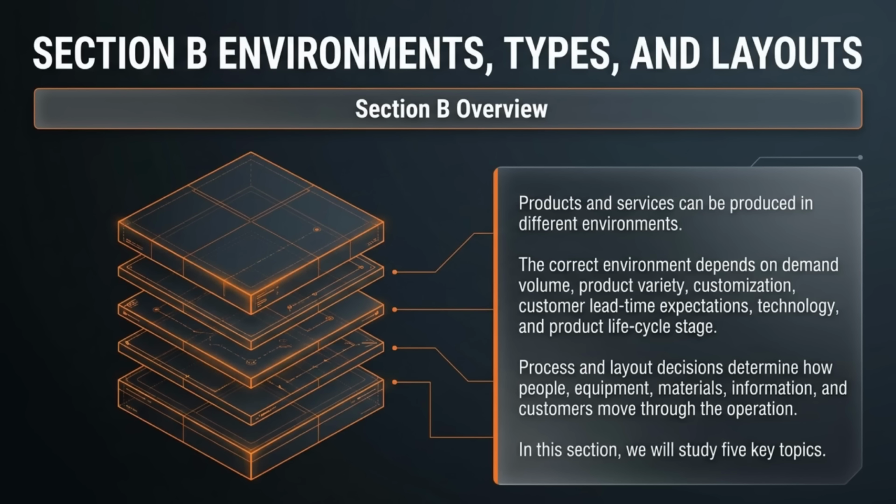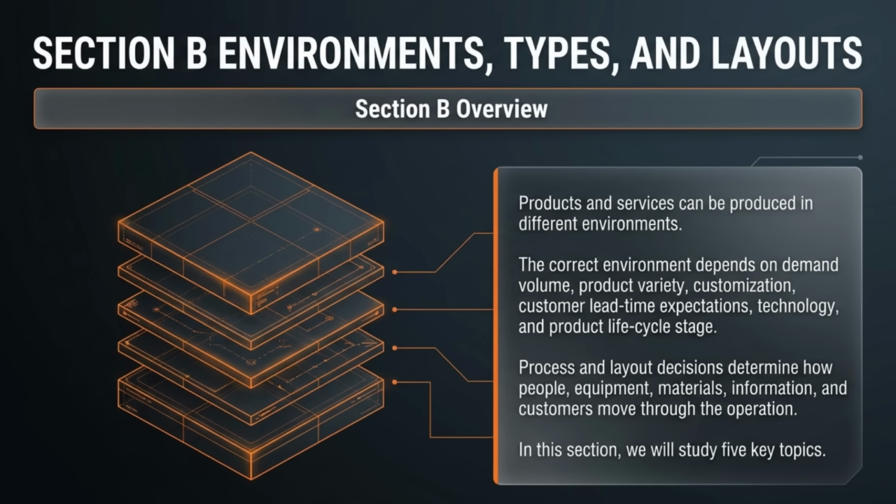Section B: environments, types, and layouts. Section B overview. Products and services can be produced in different environments. The correct environment depends on demand volume, product variety, customization, customer lead time expectations, technology, and product lifecycle stage. Process and layout decisions determine how people, equipment, materials, information, and customers move through the operation.